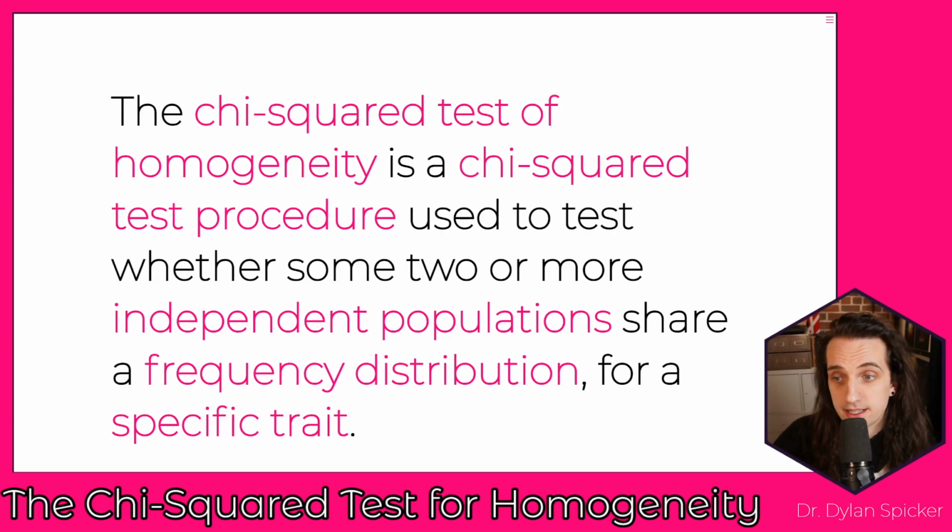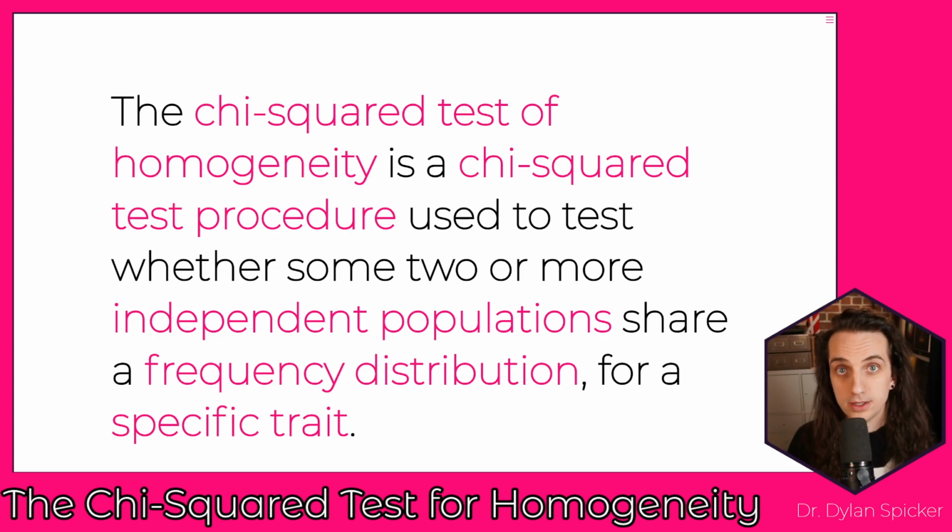Okay, and so the chi-squared test of homogeneity is going to be a standard chi-squared procedure, and it's used to test whether two or more independent populations share a frequency distribution for a specific trait. Again, I'll re-emphasize that independent populations is going to be of critical importance here. Right? It's really what makes the homogeneity test unique to itself. Okay, we're thinking about having taken a random sample from multiple different independent populations. Using those random samples, we have our observed values, we calculate the expected values and go forth with that, but we are thinking about separate, distinct populations in this case.